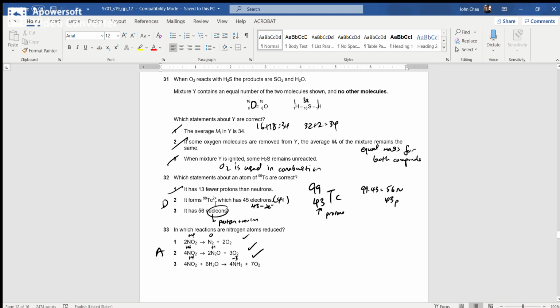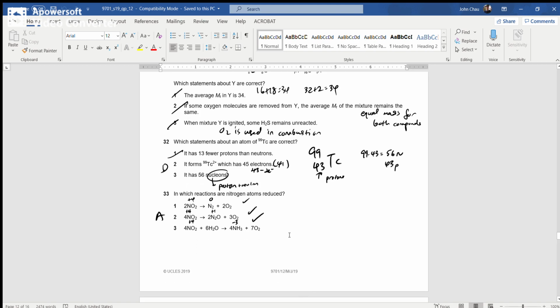It forms the ion with 2+, which has 45 electrons. So it's wrong. By right it should be 41 electrons, because the atom itself has 43 electrons, so if you lose 2 electrons, it's 41. It has 56 nucleons. Nucleon refers to protons and neutrons together, so actually we only have 56 neutrons, not nucleons.